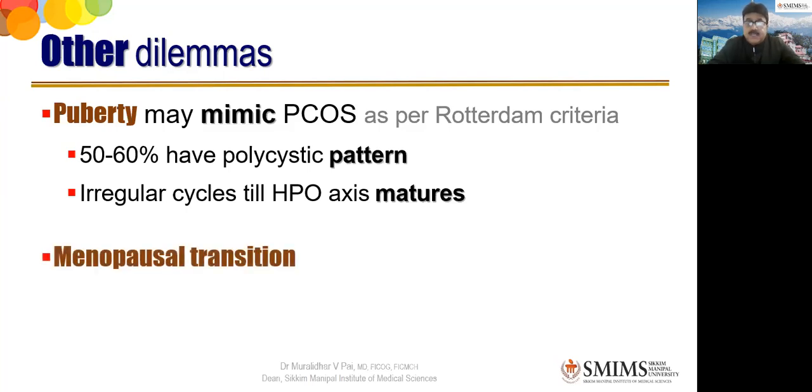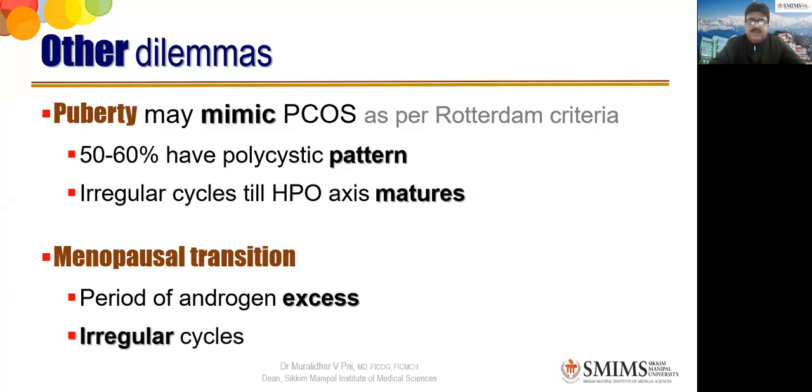At the menopausal transition also, we know that because of oligo-ovulation, because the eggs are depleting, there will be periods of amenorrhea. Nothing to worry. There is a period of androgen excess also. I remember very well my grandmother used to have some androgenic distribution of hair. So that is not uncommon at all. As I said, irregular cycle is almost the norm in the menopausal transition.